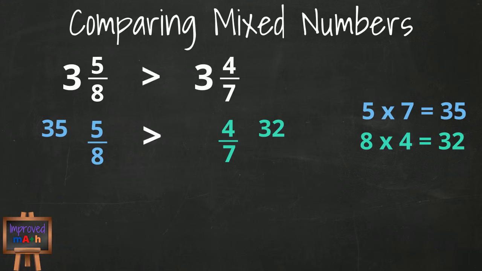Always remember, when doing cross multiplication, that your product of the numerator and denominator goes with the fraction of the numerator being multiplied. So that's it, a super easy way to compare mixed numbers.